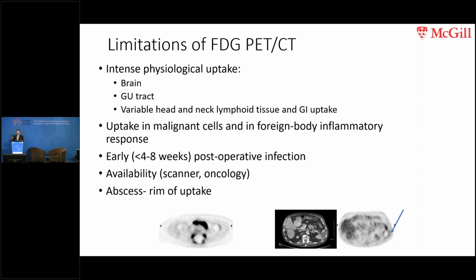One thing to be aware of is that abscesses, since they're mainly made out of necrotic tissue cells inside, the only uptake you're going to see of the FDG is going to be in the rim, in the wall of the abscess, because that's where the viable cells are.